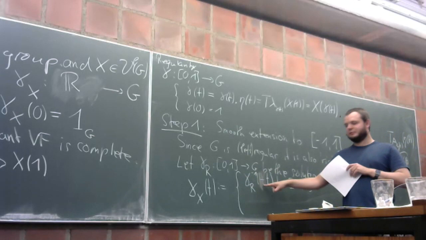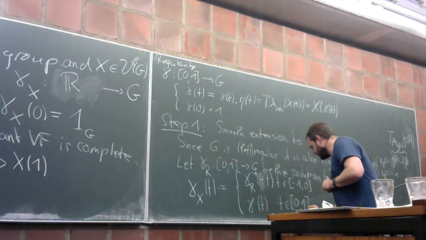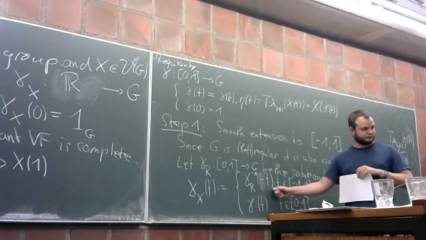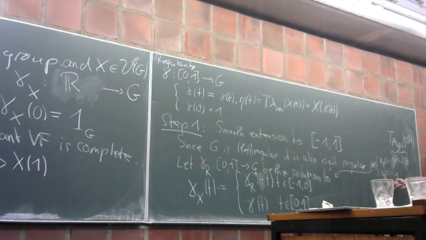And then I take gamma of t for t in 0, 1. Let's note two things. First, this is a continuous curve because if I evaluate gamma in 0, I get the identity element. Gamma R in 0 is also the identity element. If I invert this, it's also the identity element. So this actually makes sense and gives us a continuous curve.